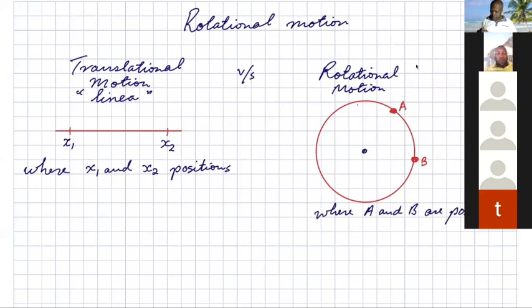We know that the circle has a constant radius, so the distance from the center is the same. Now, if an object is moving in a circular path, you will actually be altering theta, which is the angle between position A and B. So in angular or rotational motion, we use theta as our position instead of x1 and x2. That's why rotational motion is synonymous with angular motion.